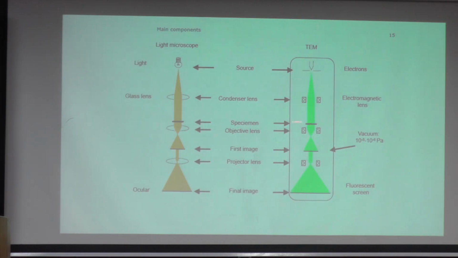Then you need a very thin specimen object. In the light microscope you can use bulk material. Then you need an objective lens, several other lenses, like the first image formed, and a projector lens. For the final image you need a fluorescence screen, and then maybe some CCD cameras or TV cameras to observe and record your image. In the case of TEM, you need a vacuum on the order of 10 to the minus 5, 10 to the minus 6 Pascal. So it's a very high vacuum system.